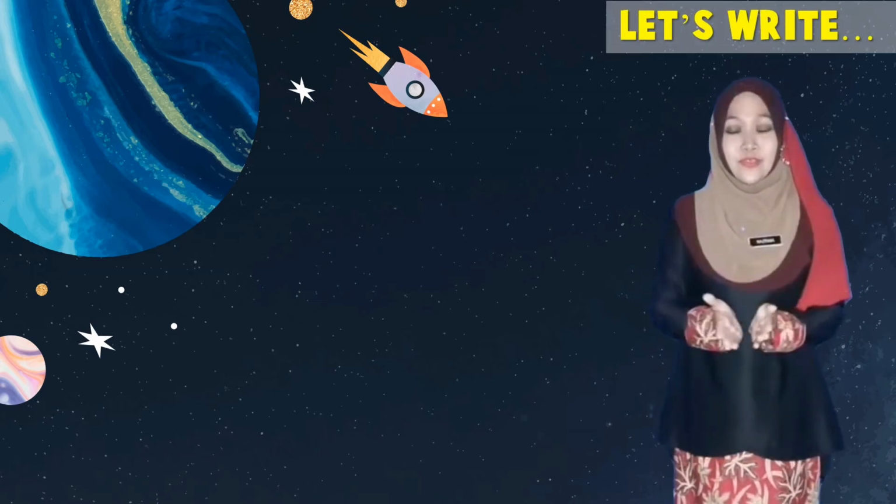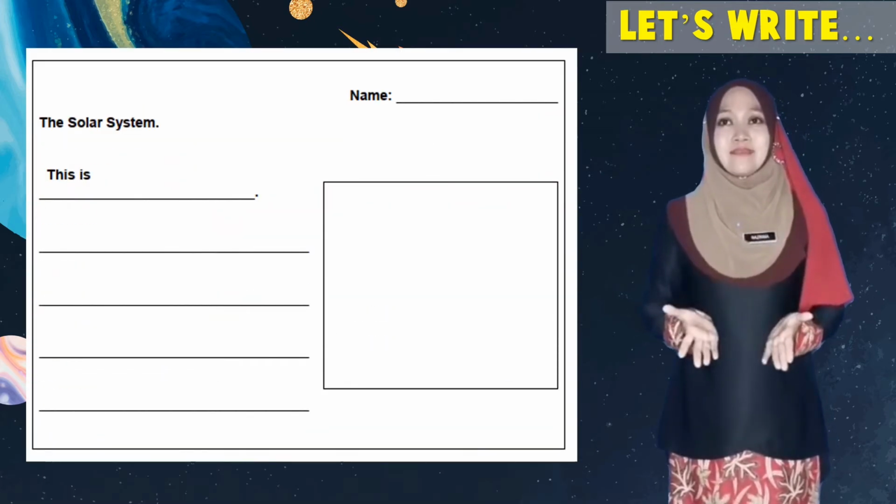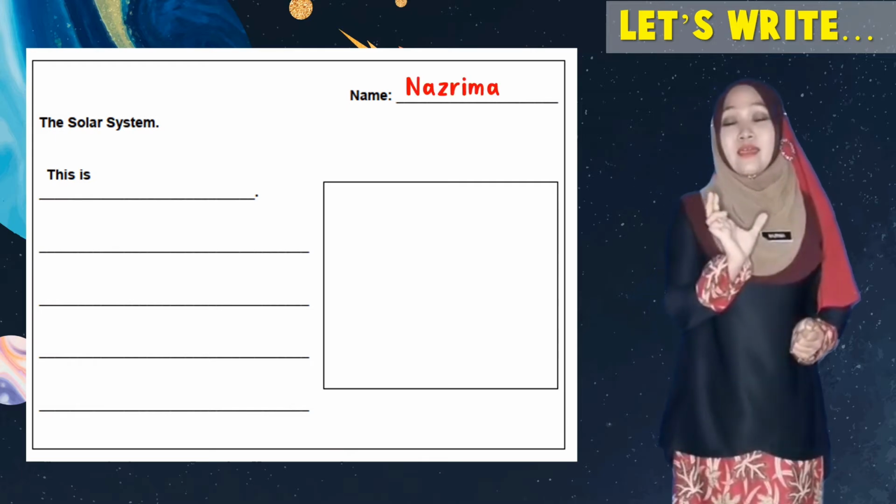Let us try to choose one planet, and you have to write about the planet. Let me show you the example. Let's say I would like to choose Earth. So please write your name first, and then the title, the solar system.